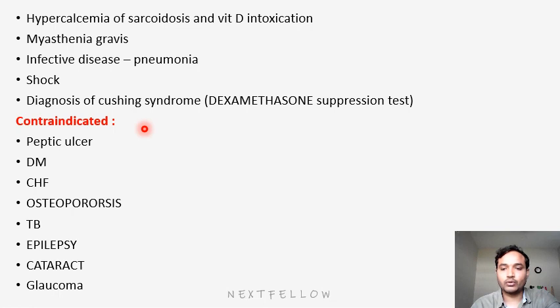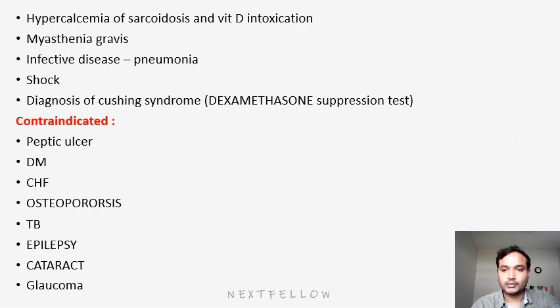Next, contraindicated conditions of glucocorticoids. What are the contraindications of corticosteroids? Obviously peptic ulcer, because these enhance the peptic ulcer condition. Second, diabetes mellitus, because they increase glucose level, hyperglycemia, so they are contraindicated in diabetes. Next, CHF, because they will enhance heart failure and cause hypertension, so CHF is contraindicated. Next, steroids cause loss of calcium, so they cause osteoporosis. TB, they will enhance more lesions, so TB is contraindicated. Then cataract, glaucoma and epilepsy: in all these conditions, corticosteroids are contraindicated.